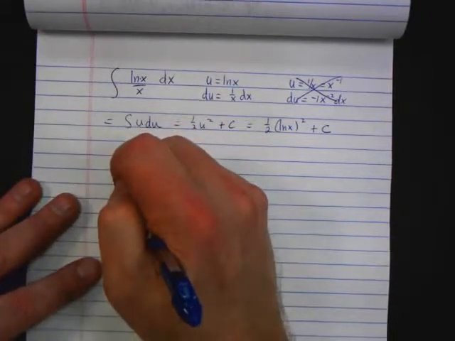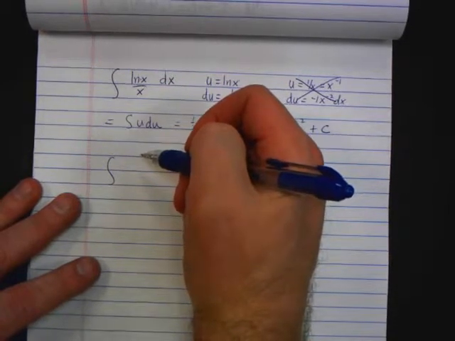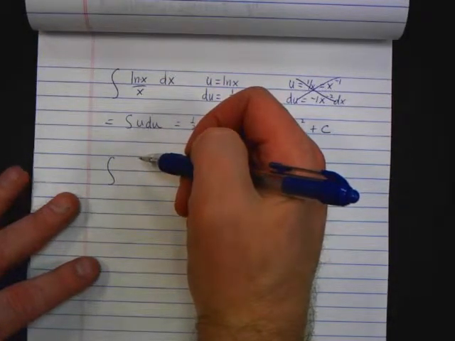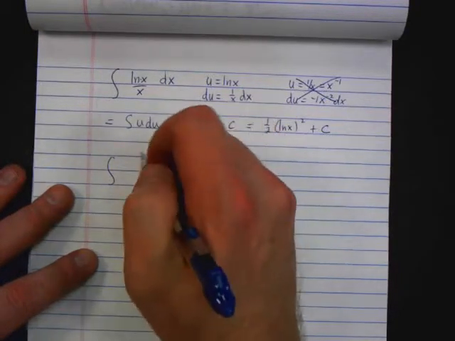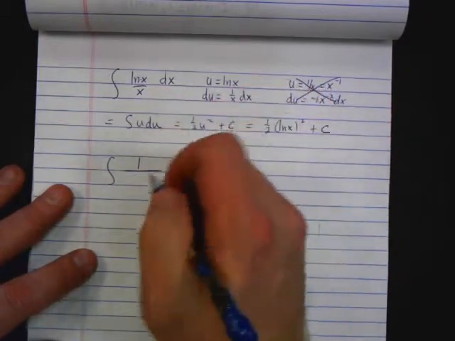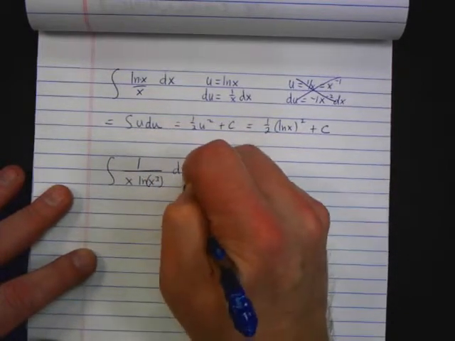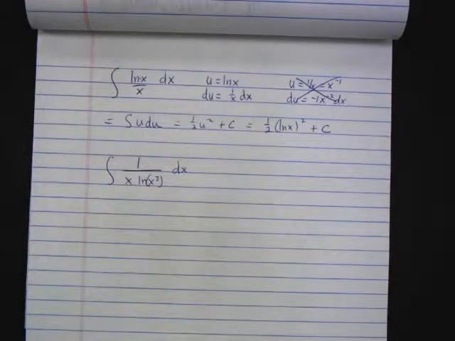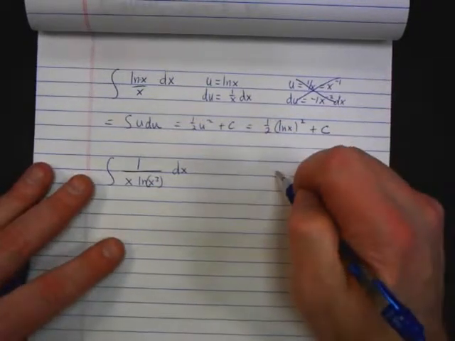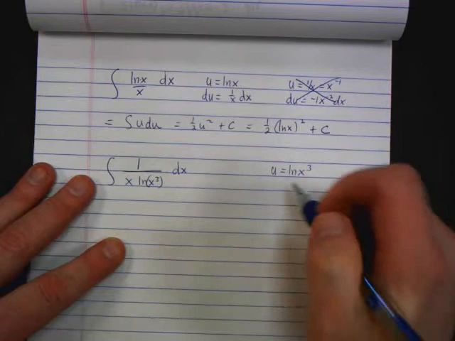How about this one? The integral of, there's so many good ones here, 1 over x ln x cubed dx. Any thoughts about that one? ln x cubed is u. You want to try u equals ln x cubed? Let's see if that'll work.